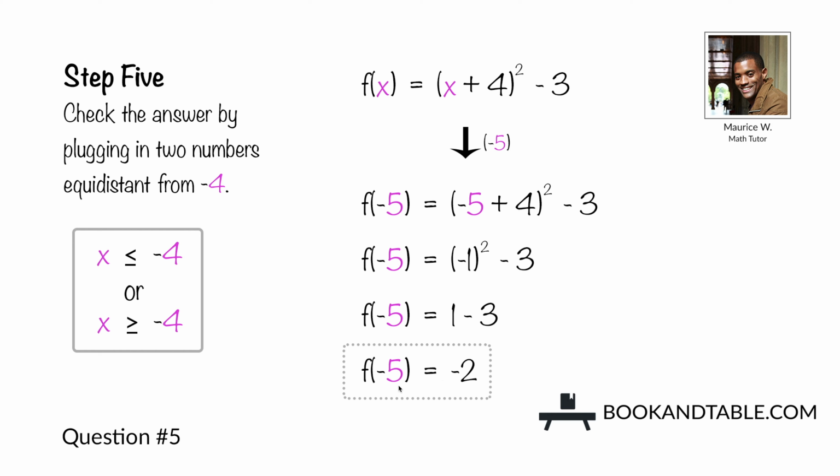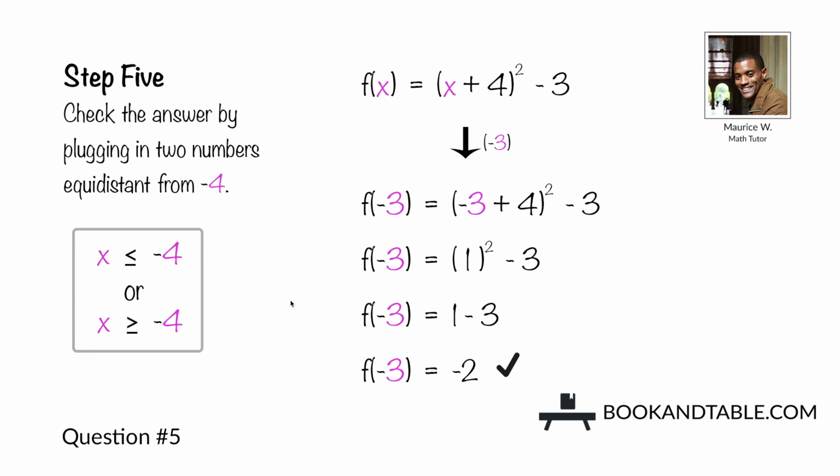So f of negative 5 is equal to negative 2. So if we plug in f of negative 3, we want it to equal negative 2 to let us know that this answer is correct. When we do so, f of negative 3 is equal to negative 3 plus 4, which is 1. 1 squared is 1. And 1 minus 3 is equal to negative 2. So since f of negative 5 and f of negative 3 both equal negative 2, that confirms that the answer for question number 5 is the domain can be restricted at x is less than or equal to negative 4 or x is greater than or equal to negative 4. So that is the answer to question number 5.